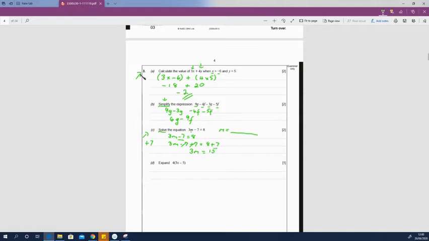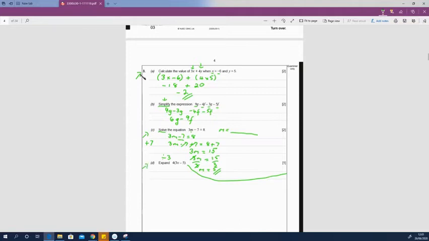Now 3m is equal to 15, so I want to get m on its own, so I'm going to divide both sides by 3. So 3m divided by 3 is equal to 15 divided by 3. The 3's cancel out, leaving m on its own is equal to 15 divided by 3, which is 5. So that's the answer to that question.